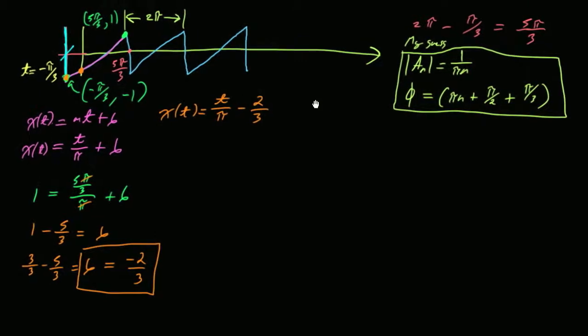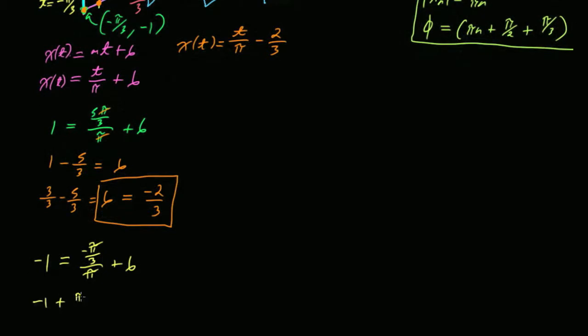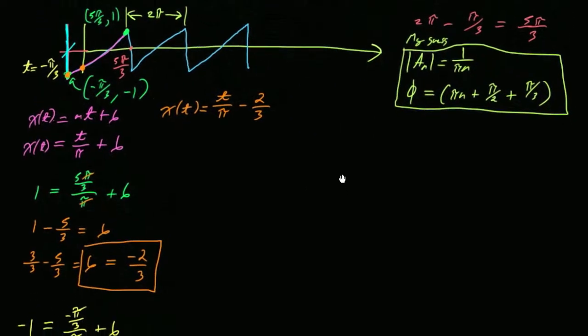What if I subbed in the other point? Should have gotten the same thing. If I subbed in the other point, I would have had negative 1 equals negative pi over 3 over pi plus b. Therefore, b would have equaled negative 1 plus pi over 3, which equals, wait for it. You cancel out the pi. Negative 2/3. Either way, you get the same answer. Okay. So long story short, the equation of our line is t over pi minus 2/3.